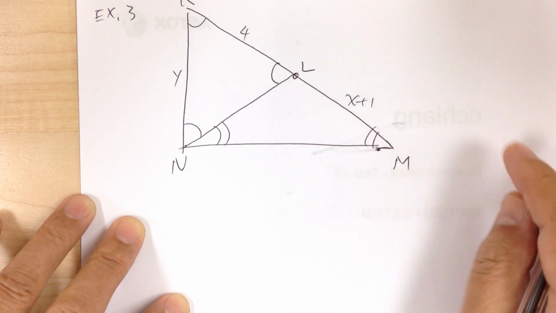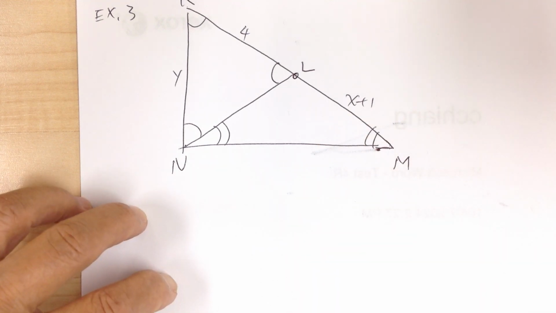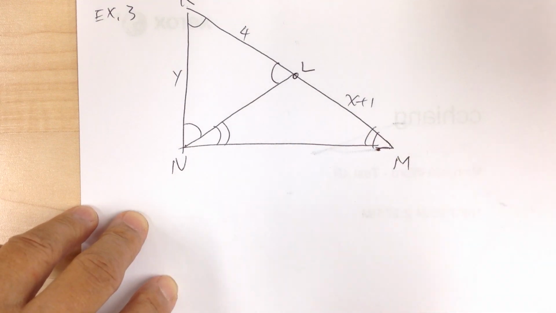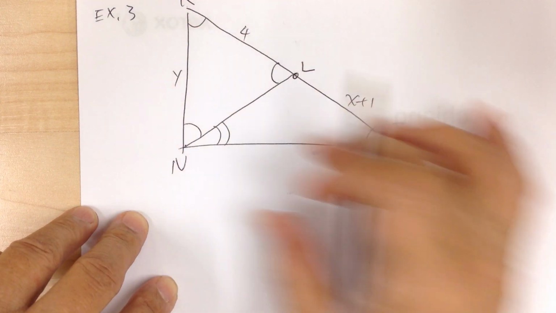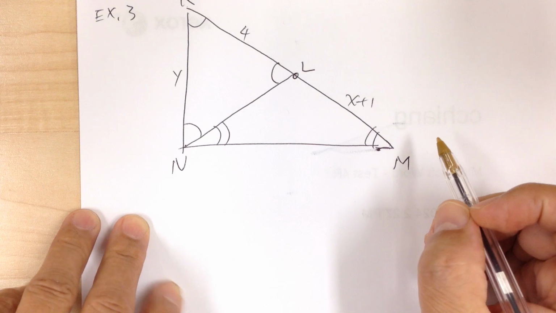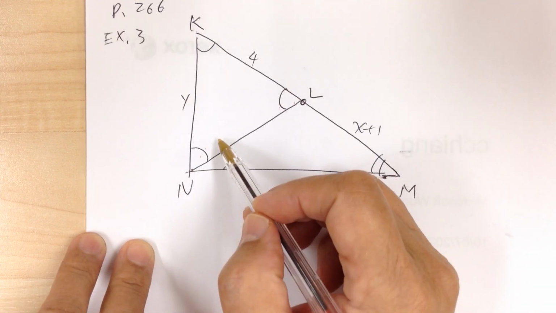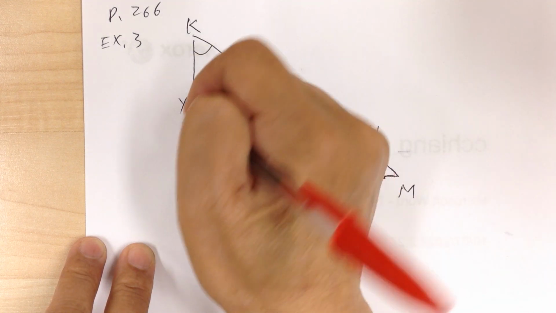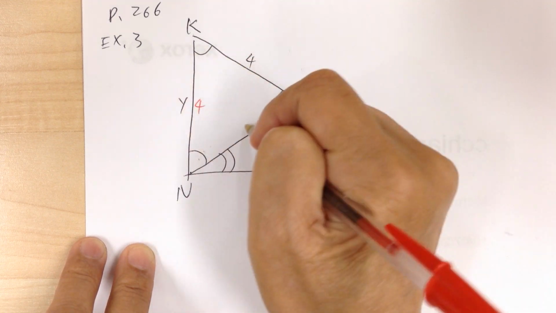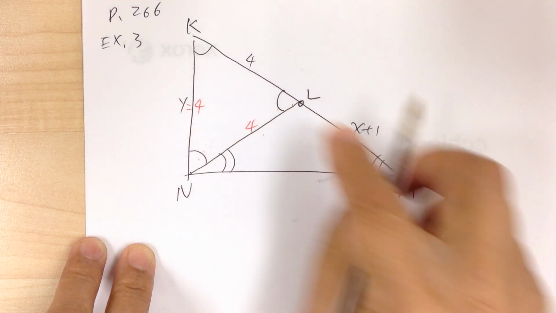So you're looking for x, right? The way to do it is you just look at the diagram and apply your theorem. Make sure you draw your picture big enough so you have room to write. First you notice all three angles are congruent, right? That means all three sides are congruent. So this will equal 4, and this will equal 4.